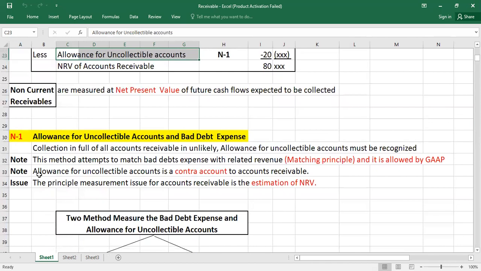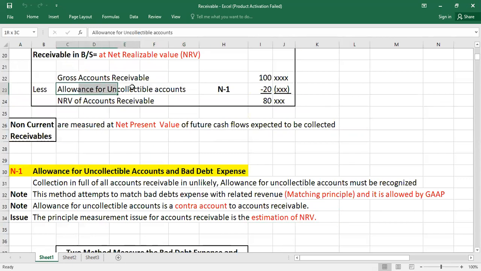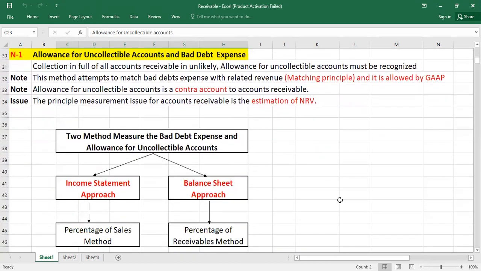Third point you should remember is the issue with the allowance method. The principal measurement issue for account receivable is the estimation of NRV, because when we calculate the allowance for receivables, it is our estimate. That is why this is the principal issue. Sometimes we might overestimate or underestimate. To deal with the allowances, we have two methods to measure the bad debts expense and allowance for uncollectible accounts.